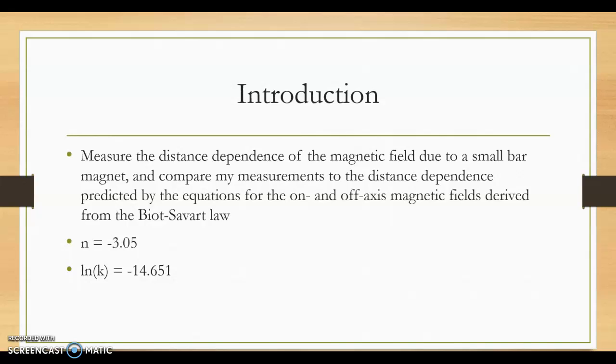So for the introduction, the purpose of this lab is to measure the distance dependence of the magnetic field due to a small bar magnet and compare my measurements to the distance dependence predicted by the equations for the on and off axis magnetic field derived from the Biot-Savart law. And for a quick glance at what I got, the n I got is negative 3.05, and the natural log of k is negative 14.651.